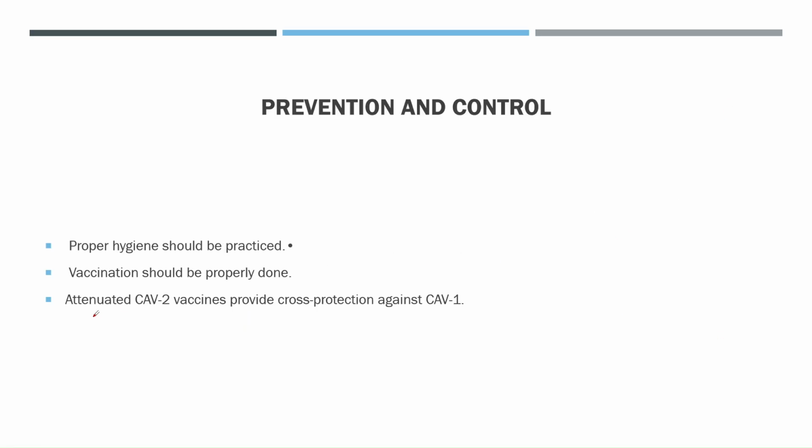Prevention and control, the attenuated canine adenovirus 2 vaccine provides cross protection against canine adenovirus 1. Okay, this is important. Vaccination schedule should be followed properly. You can see vaccination schedule video from my channel. It has been already uploaded, and proper hygiene should be practiced.